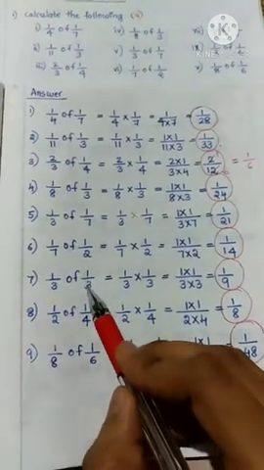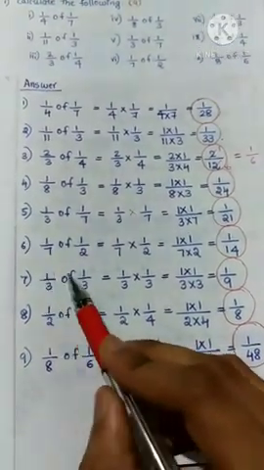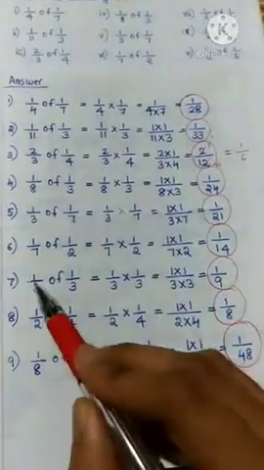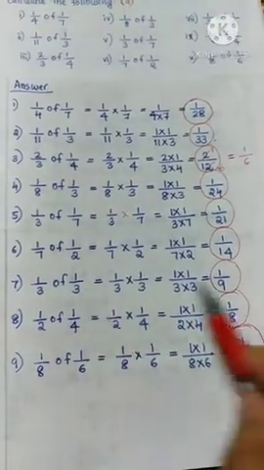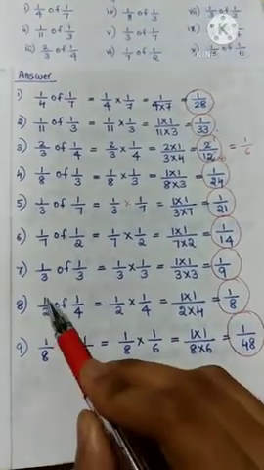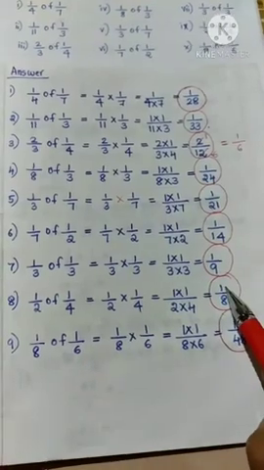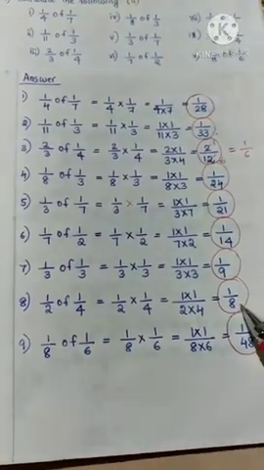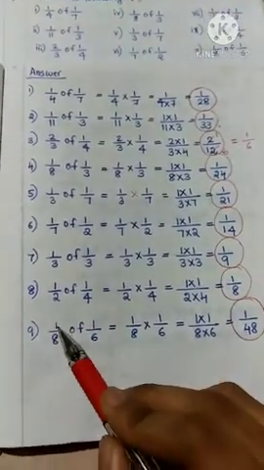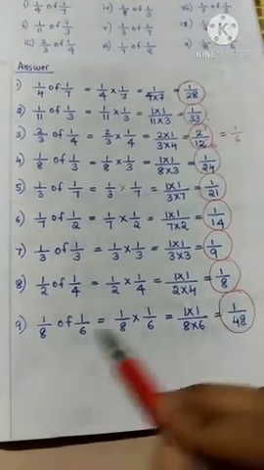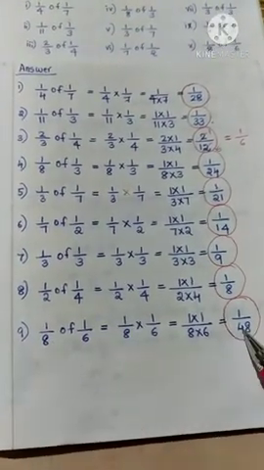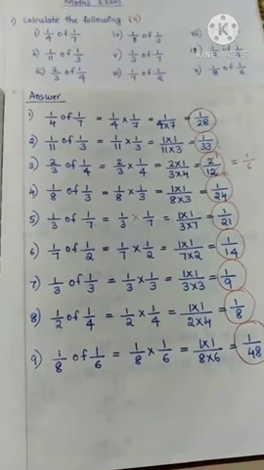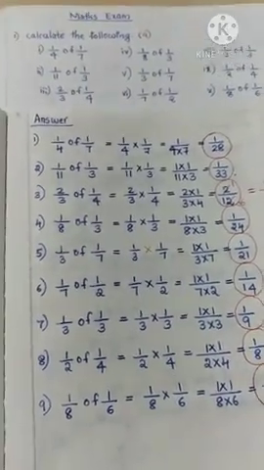1 by 3 of 1 by 3. 1 into 1 is 1. 3 into 3, 9. Then 1 by 8 of 1 by 6: 1 into 1, that is 1. 8 sixes are 48. So this is the answer.